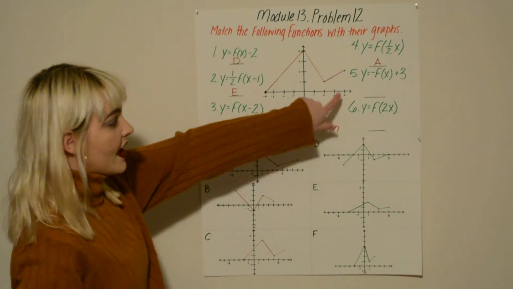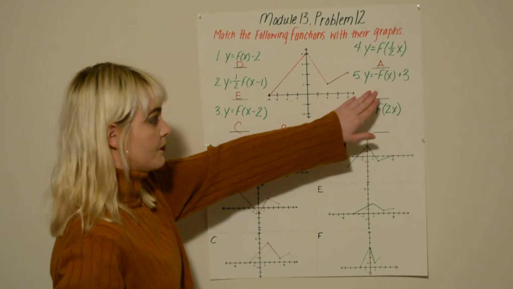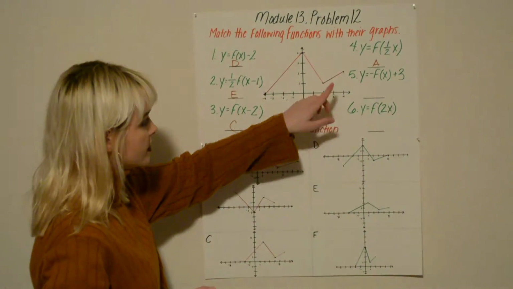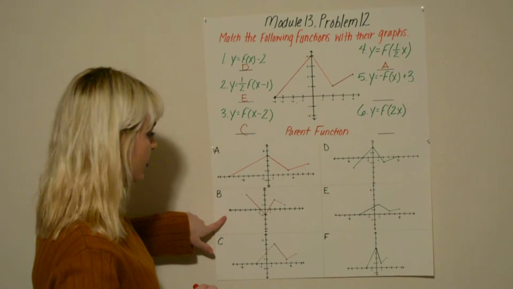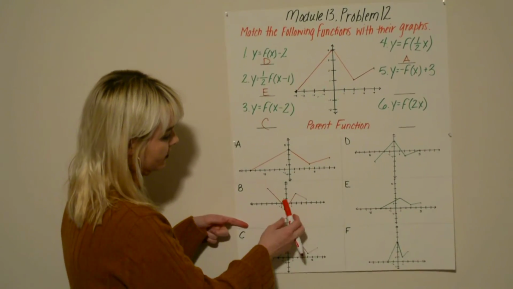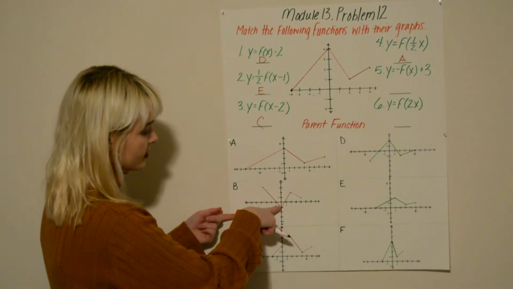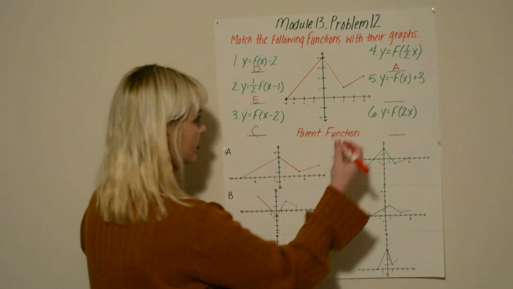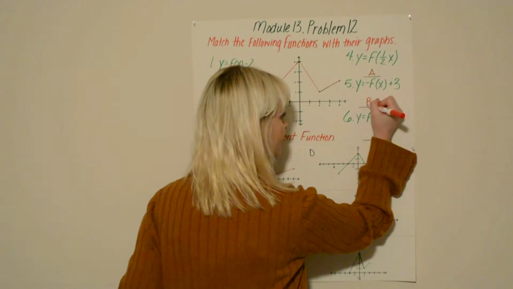And then 5 is pretty easy because it's the only negative function or equation, so we know that that's B, but also it shifts the graph upward 3 from where it would sit when it was reflected. So we know that 5 is B.